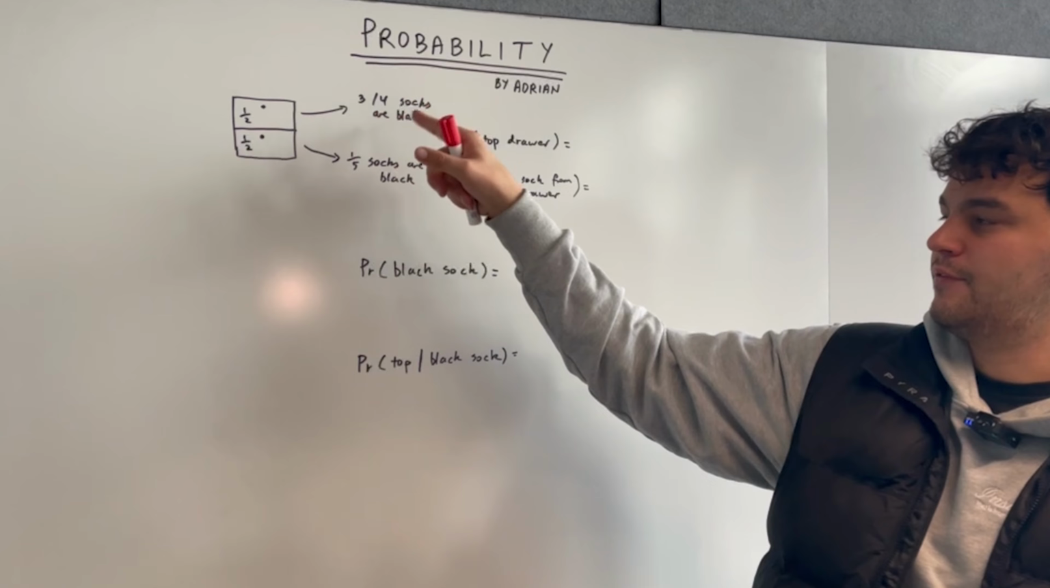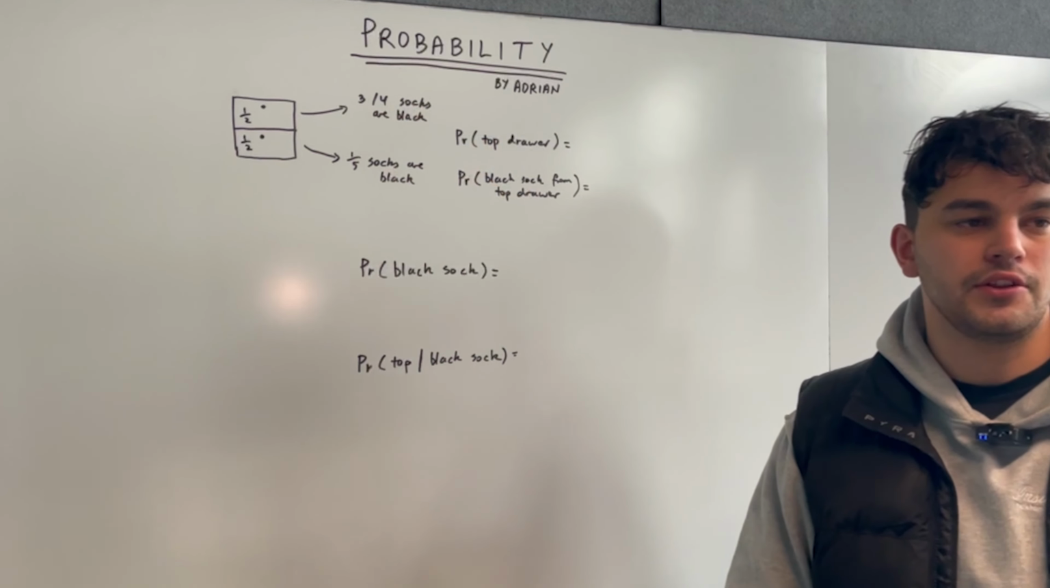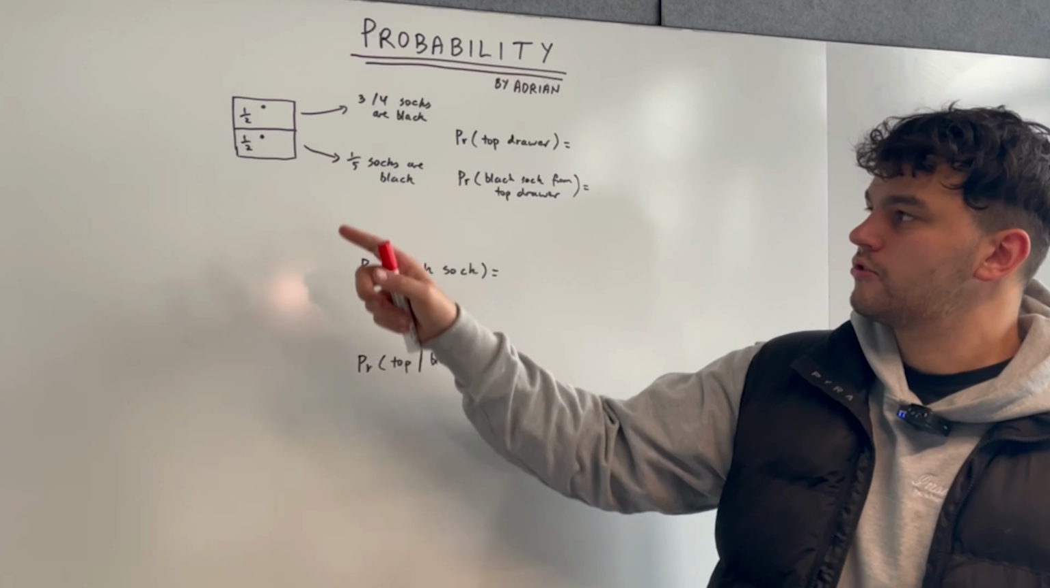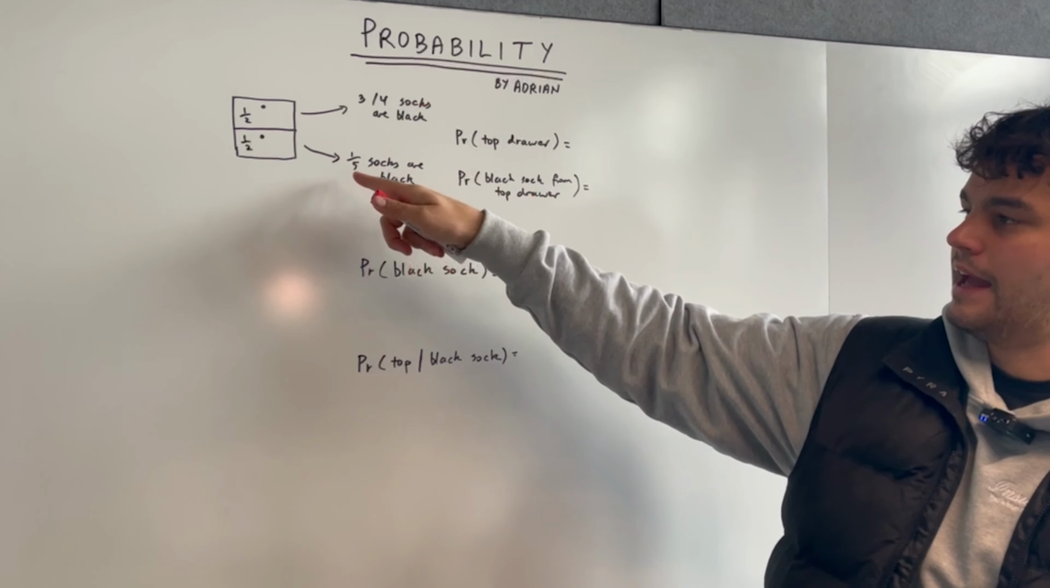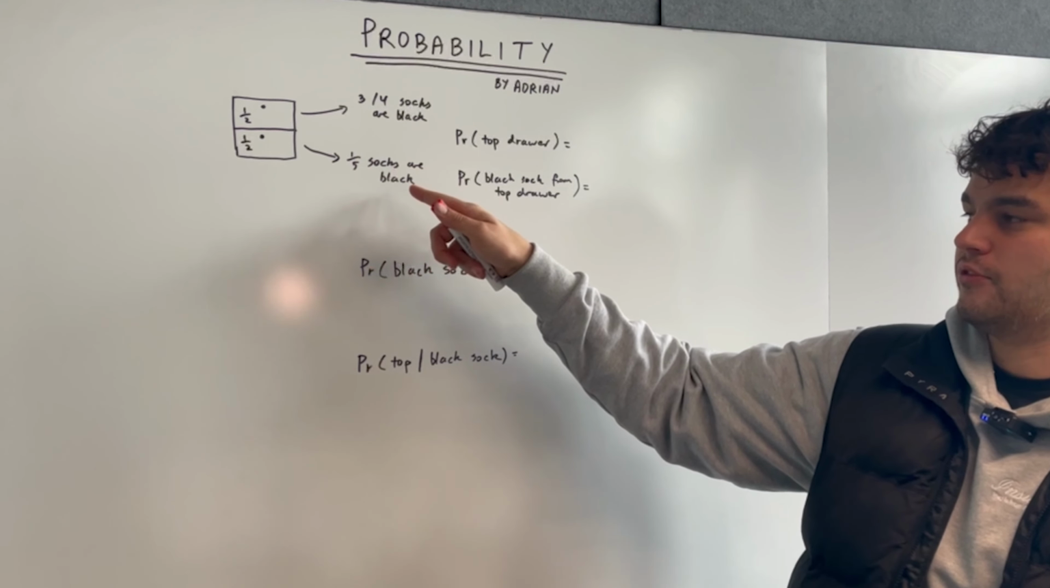Now let's practice our discrete probability skills with a complex multi-step probability problem. In this case, we have a top drawer and a bottom drawer, and different ratios of colored socks in each drawer. In the top drawer, we have 3 out of 4 socks being black, and in the bottom drawer, we have 1 out of 5 socks being black.